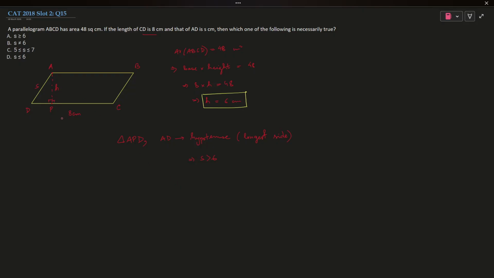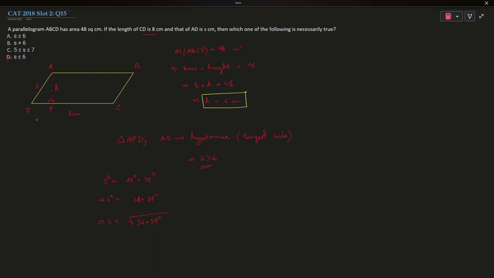If I apply the Pythagoras theorem, S square is equal to AP square plus DP square. AP is the height, 6, so S square is equal to 36 plus DP square. Or S is equal to the square root of 36 plus DP square. So obviously S is greater than 6. Now, since S is greater than 6, option D is eliminated.